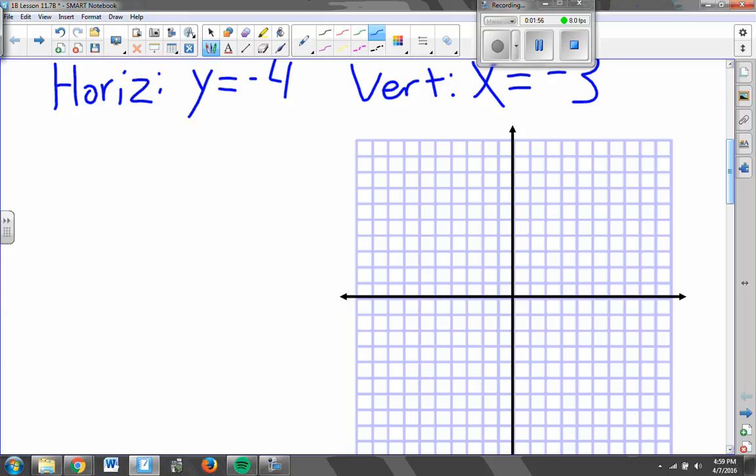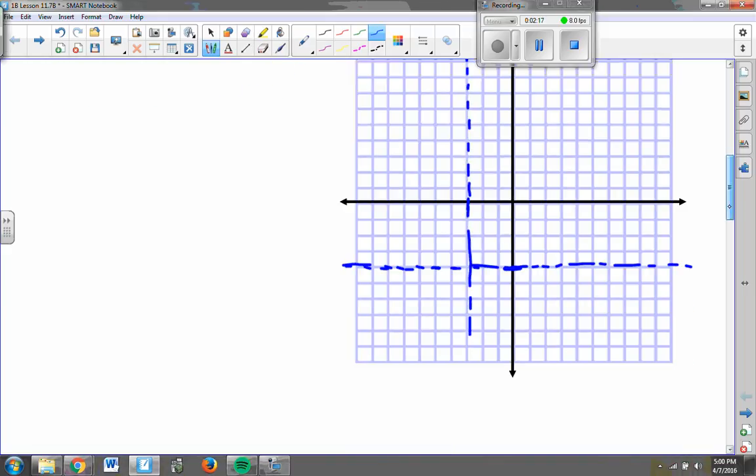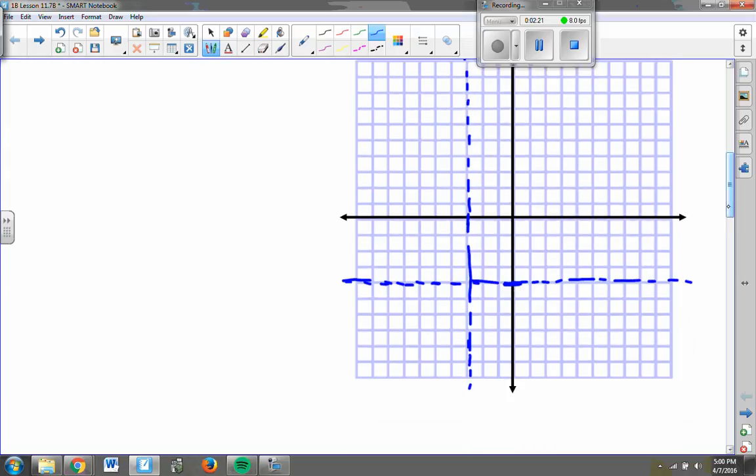Horizontal asymptote, y equals -4. 1, 2, 3, 4 would be right here. So I'm going to just dash a line right there at y equals -4. That's my horizontal asymptote. My vertical asymptote is x equals -3. So that's 1, 2, 3 right here. So I'm going to dash a vertical line there as well, and I'll scroll down so we can get the whole thing there. There we go. Great. So there's my asymptotes.